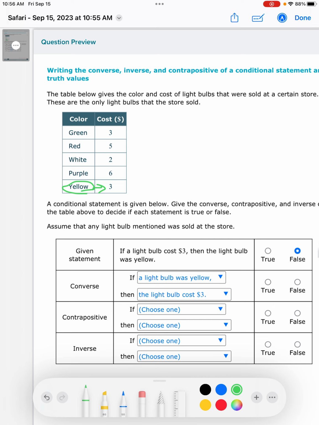Obviously, in the real world, if we said this, maybe not true. But maybe this is the table for, like, a Home Depot or something, right? Well, then it'd be true for that store. So this would be a true statement for our problem. So we're going to go back, and we're going to say that this one is true.